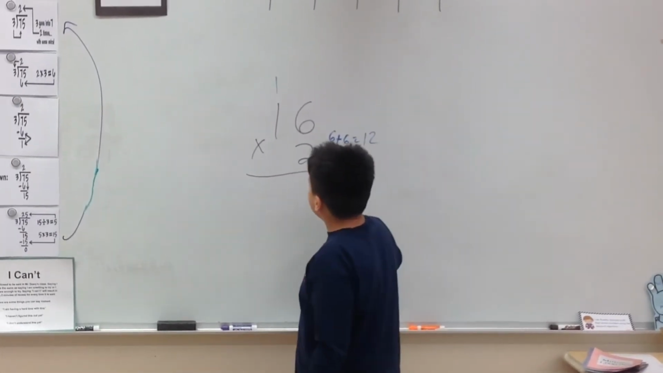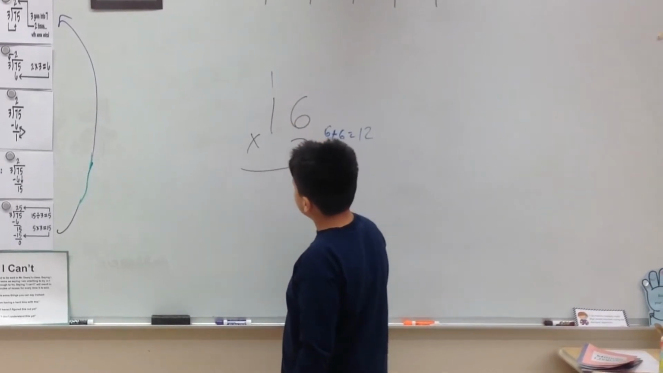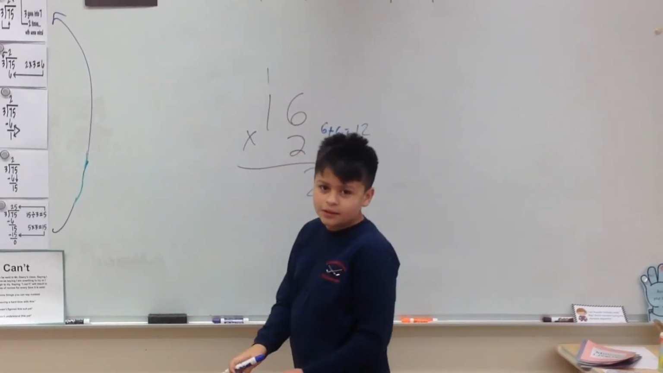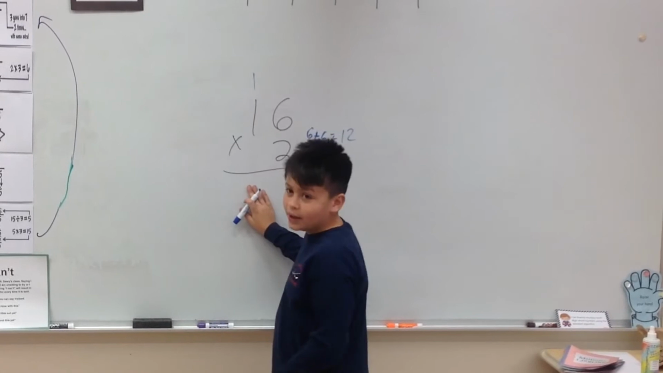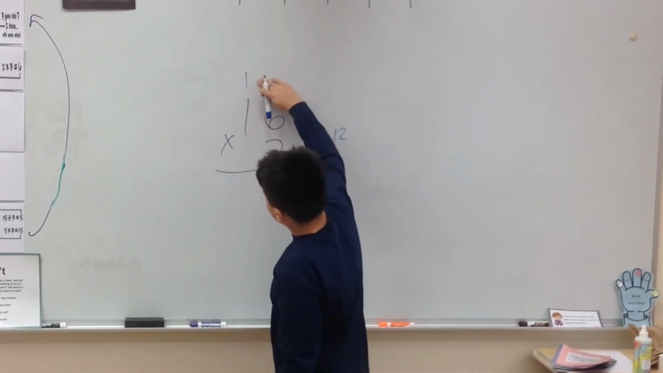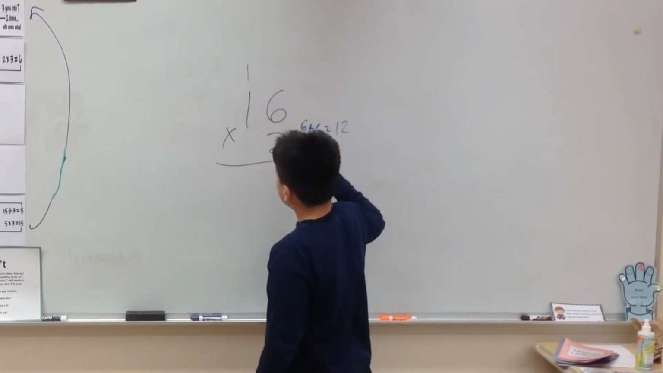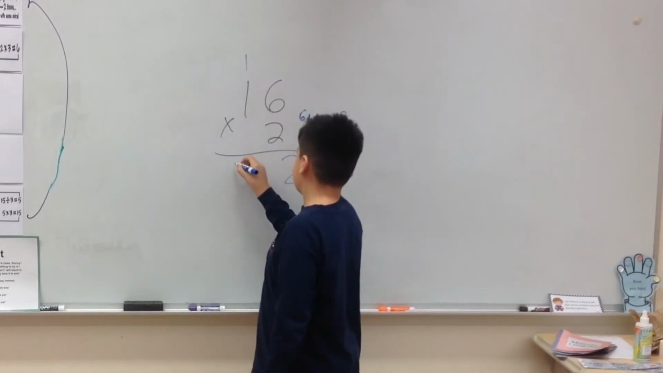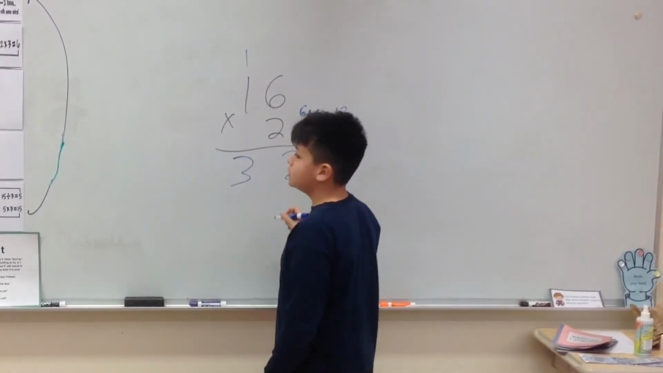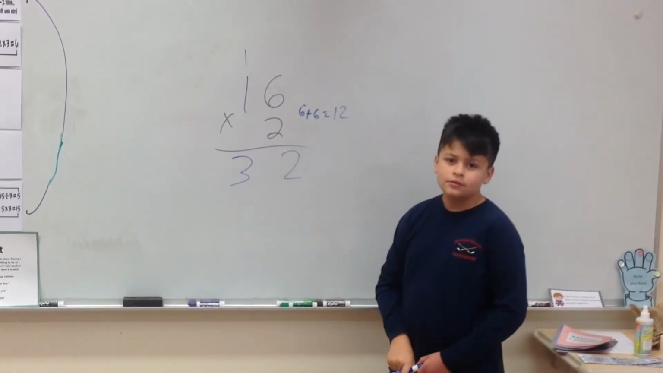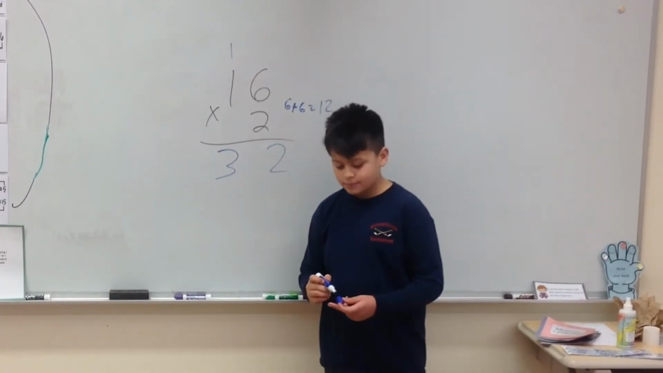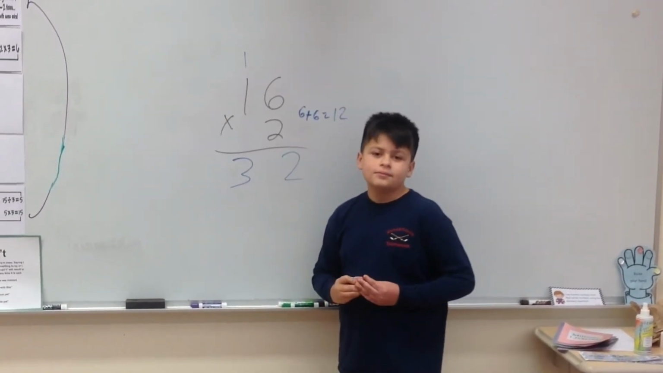And finally, I do 2 times 1, but I can't put 2 right now. So I have to see at the top, I have 1. So I add the 2, and it's going to be 3. So the answer is 32. Oh, okay. That 1 you carried over just gets added. Yes. I got it. Thank you.